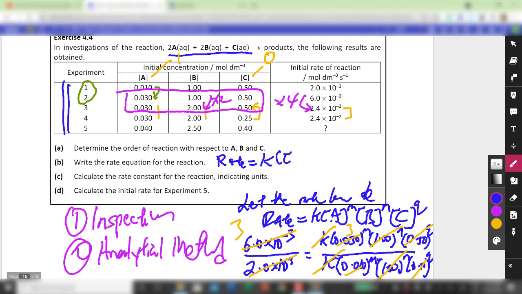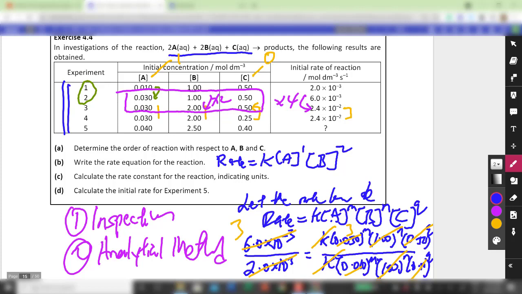Okay, A to the power 1. Oops, sorry, I think A to the power 1, and then after that B 2. So it's first order with respect to A, second order with respect to B. C is 0 order, you don't need to put it in now. Okay, and then next you're supposed to calculate the rate constant for the reaction, including the units.